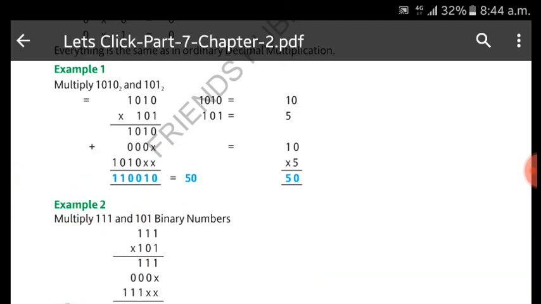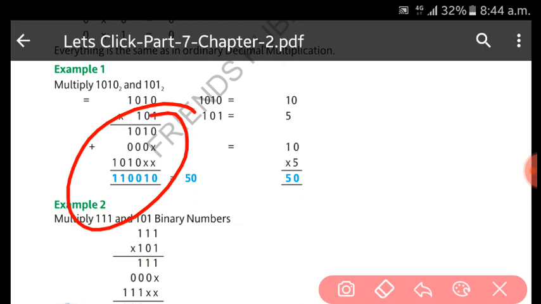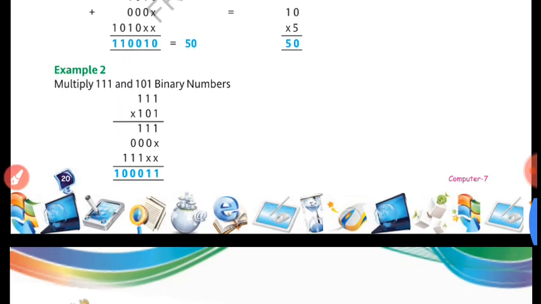And how to do the addition? As I told, binary addition: 1 plus 1 is 0, and carry is 1. 0 plus 1 is 1, 1 plus 0 is 1, and 0 plus 0 is 0. Okay, so I hope this is clear.